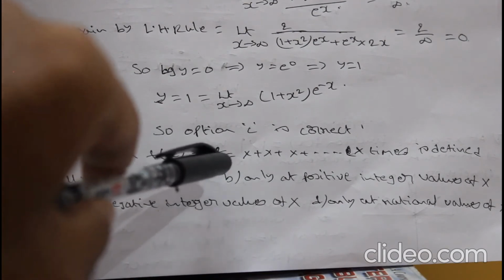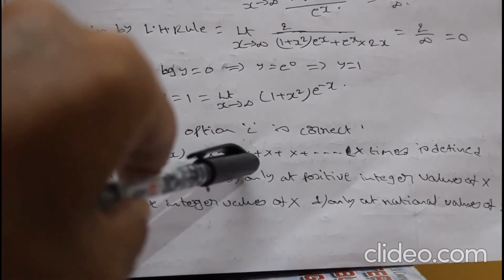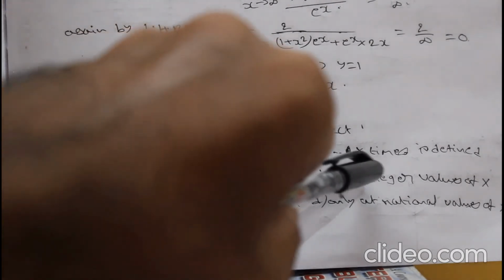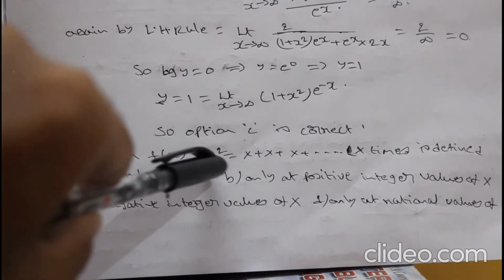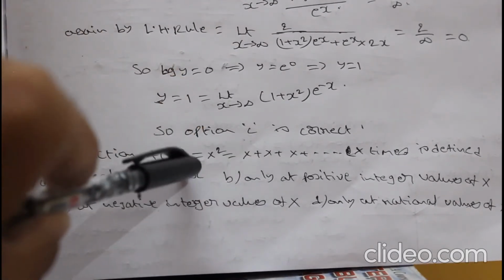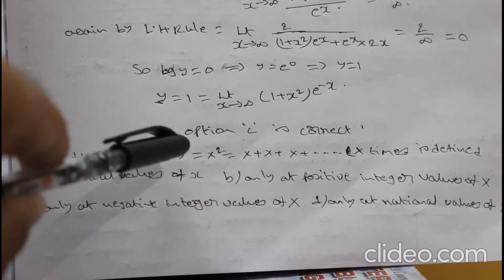Okay, in this question then nothing can be done. So 1 square is equal to x plus and so on x times, means 1 is there, so only one time, so 1 square is equal to 1, satisfying. 2 square is equal to 2 plus 2, so 4 is equal to 4, satisfying.